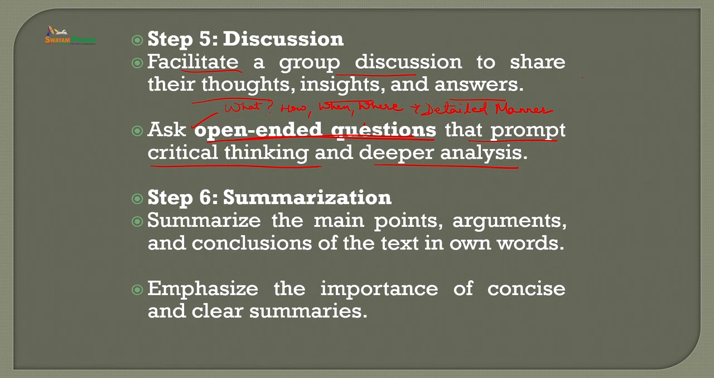How are you going to summarize the entire reading comprehension? Like, what is the gist of that? What is the idea that it has conveyed? So, you are going to talk about the main points, arguments and conclusion of the text in your own words. So, remember, first of all, prepare the text. Second, follow some strategies to read. Third, reading. Fourth, questions. Then, discussion, so that you can open up your brain with other people who can discuss with you. And last, summarize it.